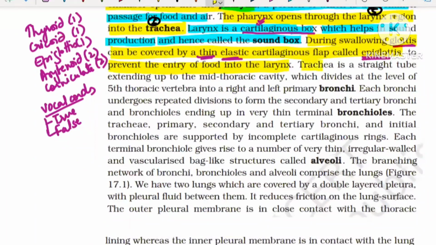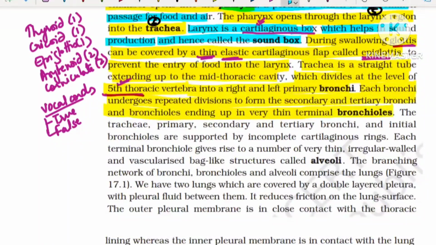Now see, beta, the trachea is a straight tube going up to the mid-thoracic cavity, which divides at the level of the fifth thoracic vertebra. This only I try to explain to you. It divides at the fifth thoracic vertebra into right and left primary bronchi. Each bronchus undergoes division to form secondary and tertiary bronchi. And finally, they make bronchioles and terminal bronchioles. Clear, till terminal bronchioles NCERT has given.